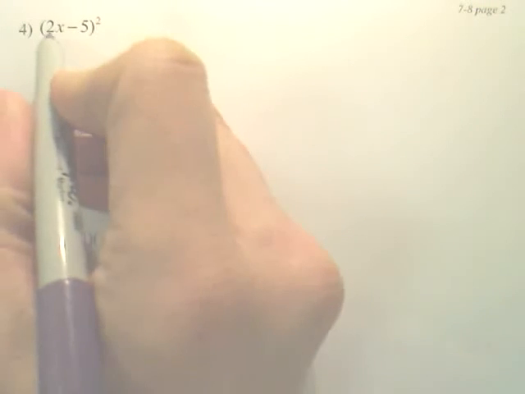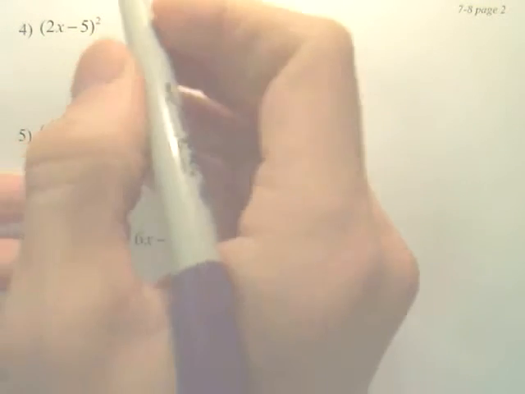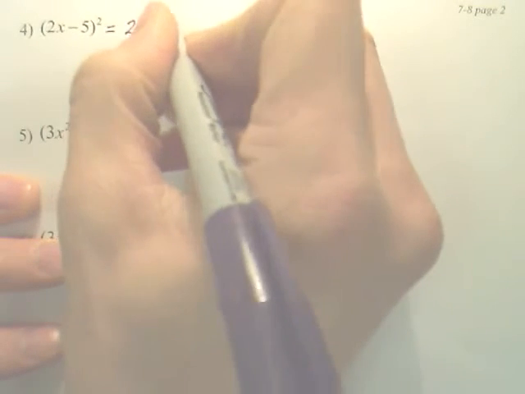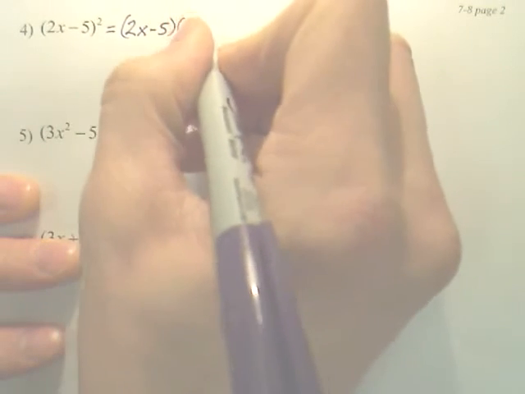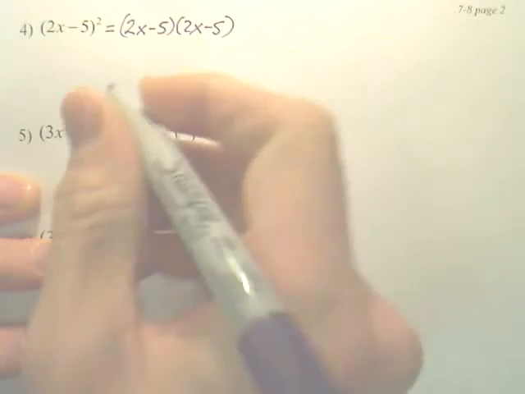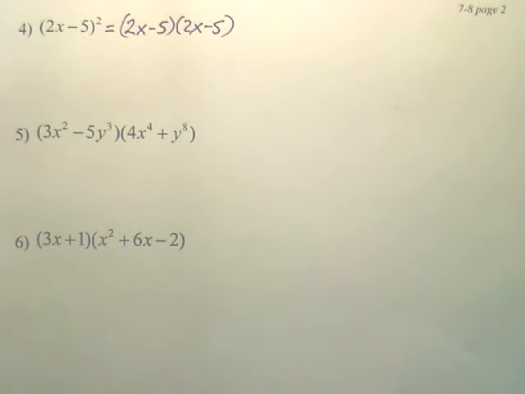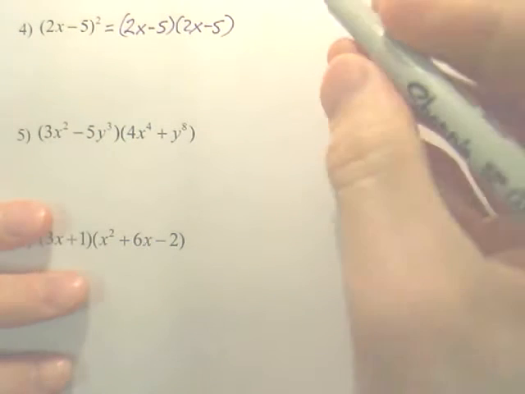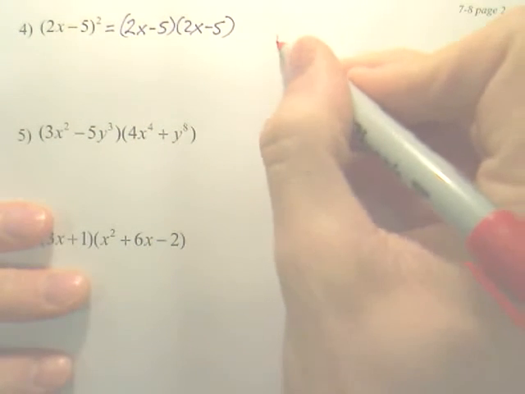Let's do this. This is (2x - 5) squared. What you first have to realize is that's (2x - 5) times (2x - 5). Whenever you square it, you're multiplying by itself. Now this is a FOILing problem. Now, instead of FOIL, there is another method we could use for this one. And I'm going to show you the other way.